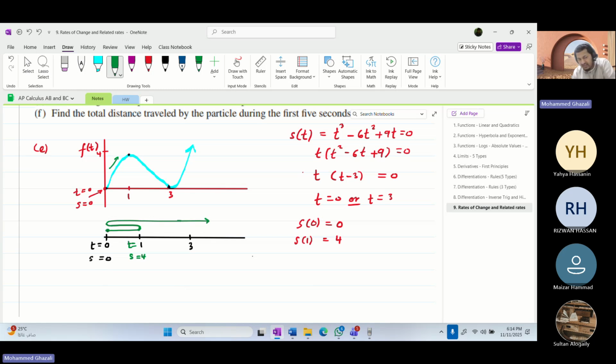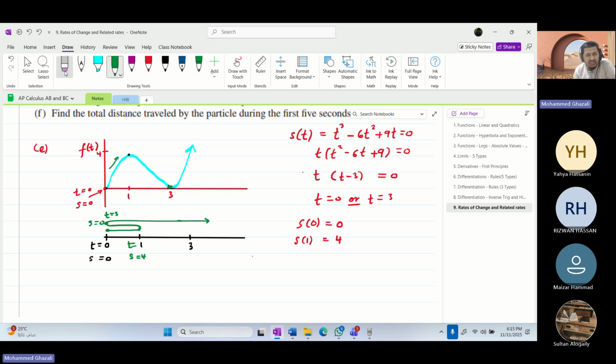So the particle traveled 4 meters after 1 second, right? Then it changed direction and traveled back, right? So it went back to 0, okay? When did it go back to 0? When time was 3 and the displacement became 0. See, we're talking about this point here, it went back to 0. And then after 3, it went back up.